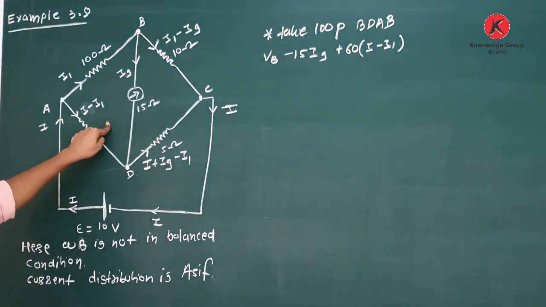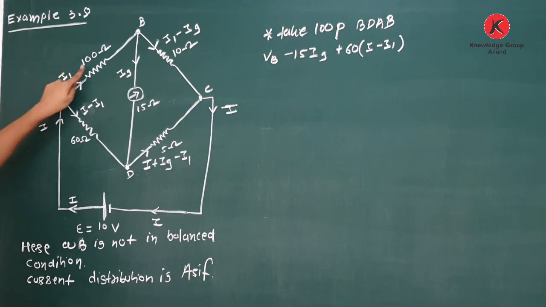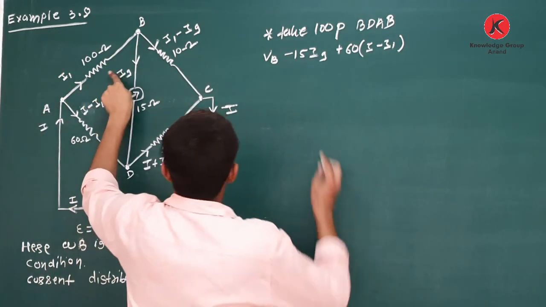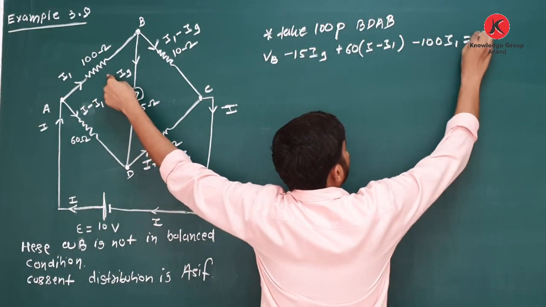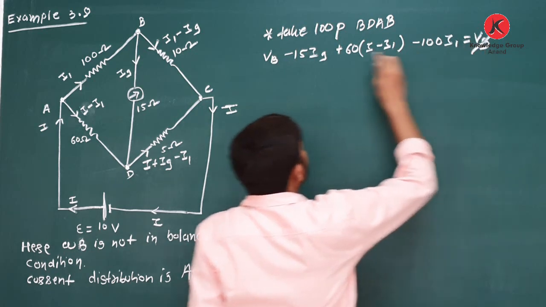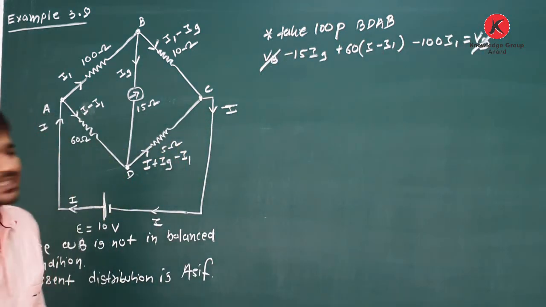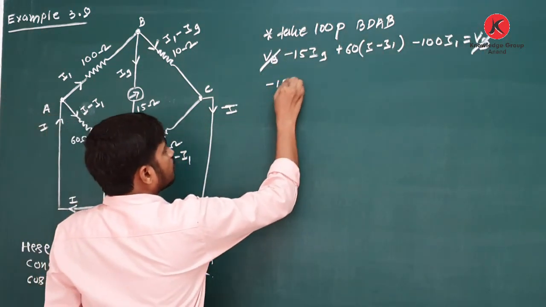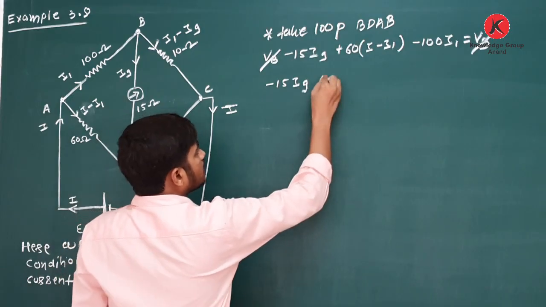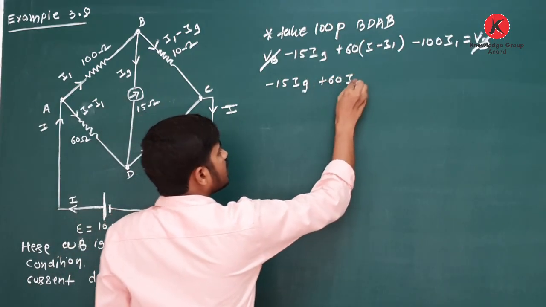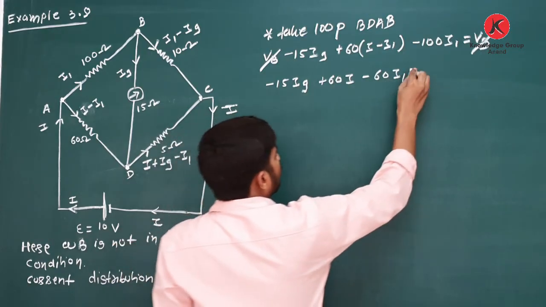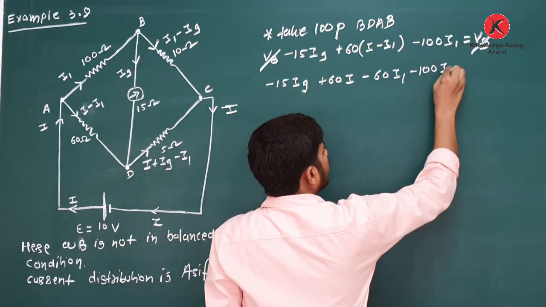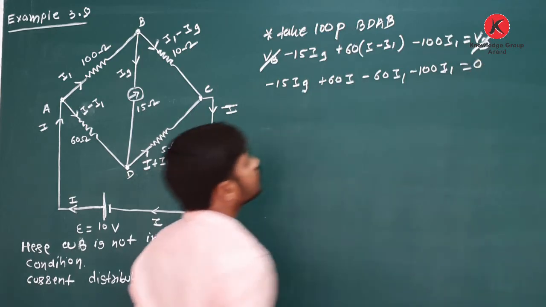Clear about this? Okay. Then we are moving from A to B. Resistance 100 ohm, current I1, and we are moving in direction. So it is minus 100 I1. Again at point B, so here it is VB cut. Now simplify this. Minus 15 Ig plus 60 I minus 60 I1 minus 100 I1 is equal to 0.